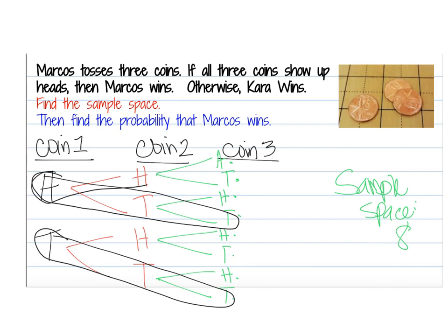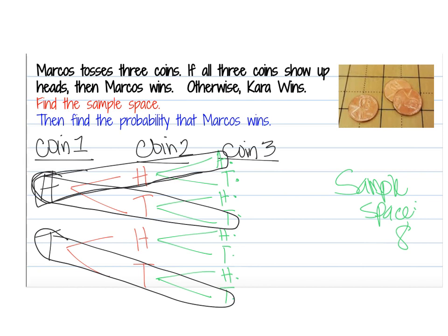This right here would be heads, heads, heads. So see how you can see each outcome, because if you flip 3 coins, you would get the same possible outcomes. You could get heads, heads, tails. You could get heads, heads, heads. You could get tails, tails, heads. Okay? So if all 3 coins show up heads, then Marcos wins.